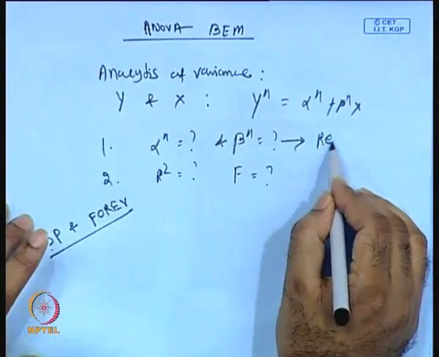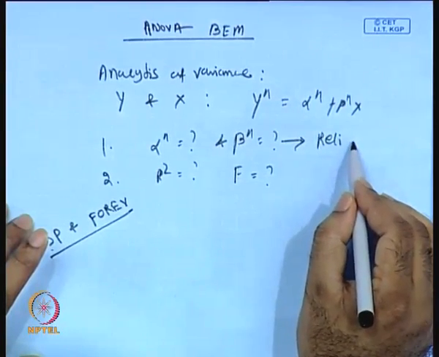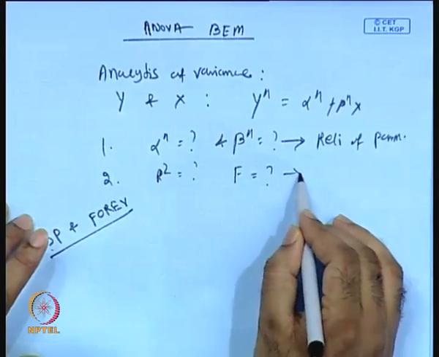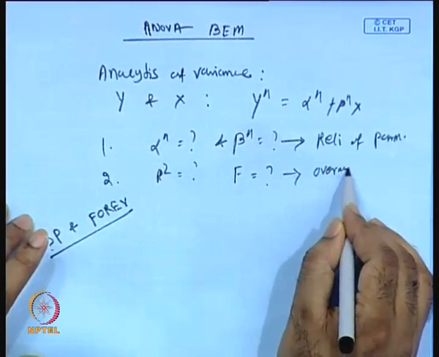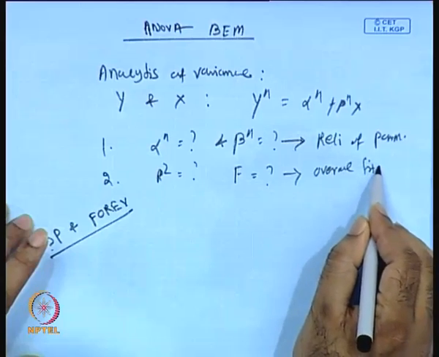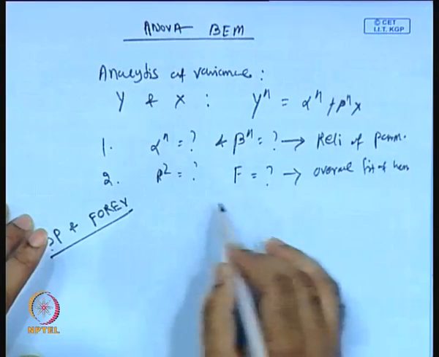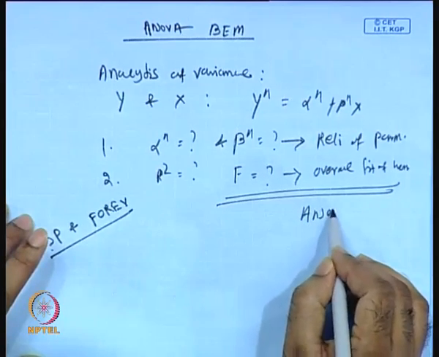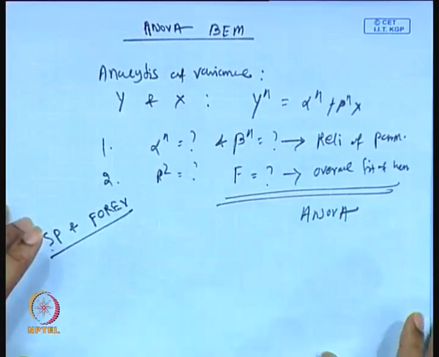So, the idea must be to get the best structure within the existing setup, or to get the best one within the existing system. Now the first part is called the reliability of the estimated parameters, and the second part is the overall fitness of the model. This overall fitness of the model test is otherwise known as ANOVA. Okay. So, what is this ANOVA structure?